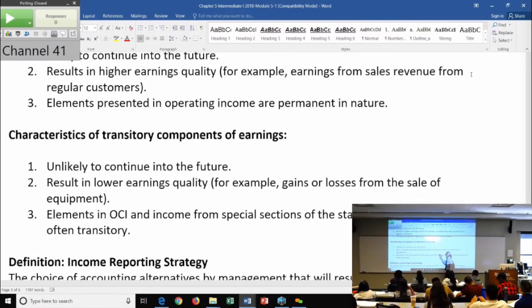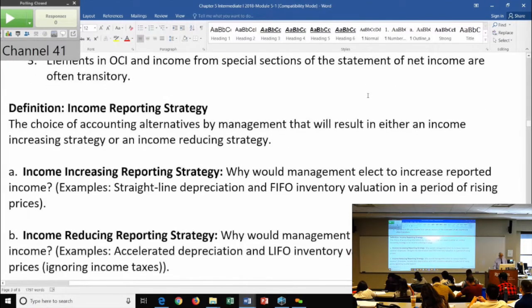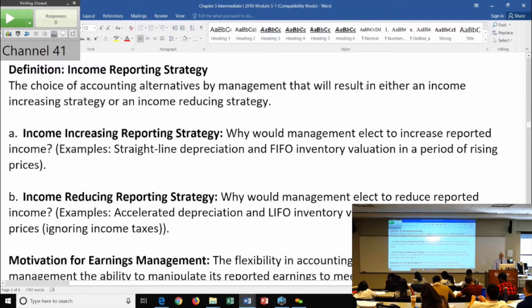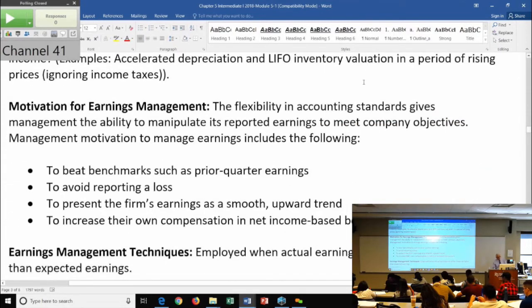Transitory components are included because they are material, and they could influence your judgment. That's all part of materiality. All right, and then we said that there are income reporting strategies, income increasing, income reducing, and we gave you some of the reasons for that. Management will try to beat analysts or meet analysts' forecasts. You may avoid reporting a loss. You might smooth income. You might want to have an upward trend. You may want to increase compensation if your bonus plan is based on stock price.